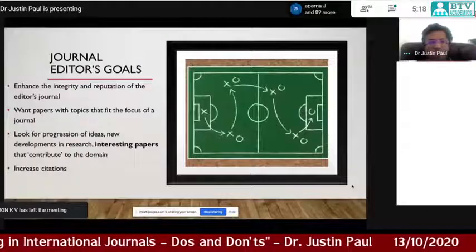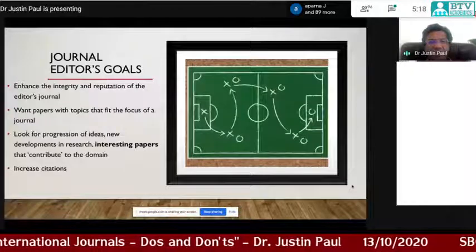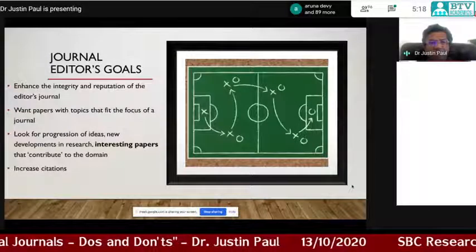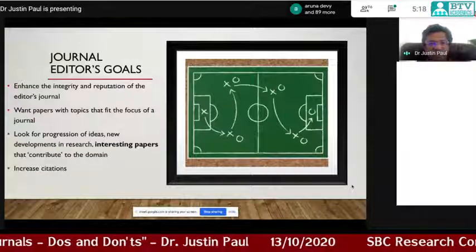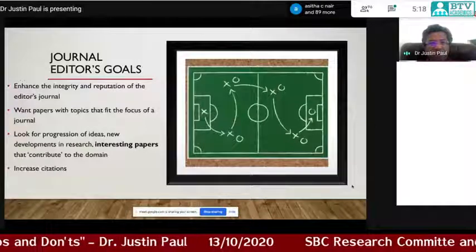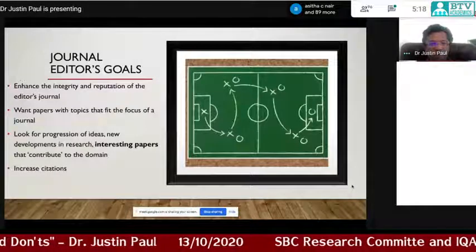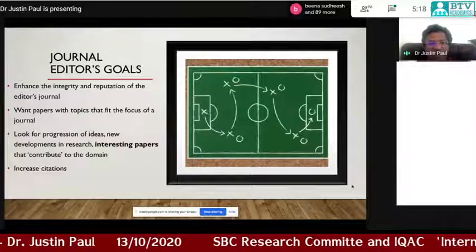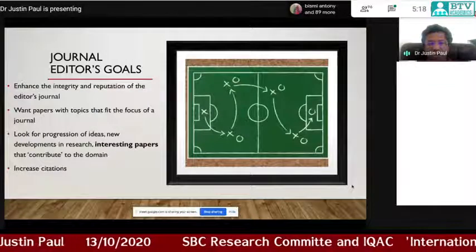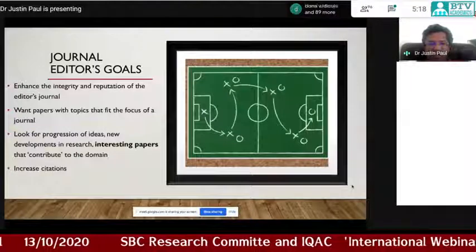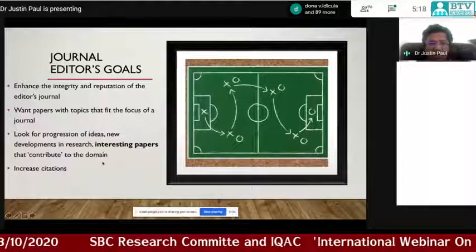Journal editors' goals. Journal editors normally prefer to enhance the integrity and reputation of the journal. For that reason, they want papers with topics that fit the focus of the journal, and they look for new ideas, they look for interesting papers, and they also are interested in increasing downloads and citations for their journal. So they look for such papers.